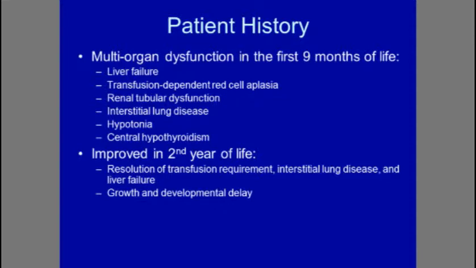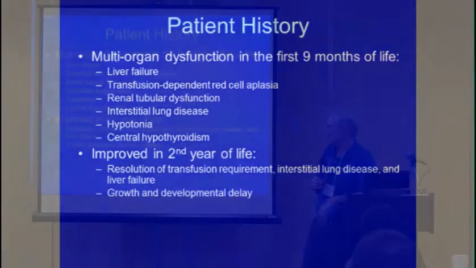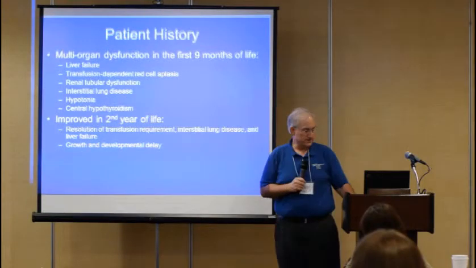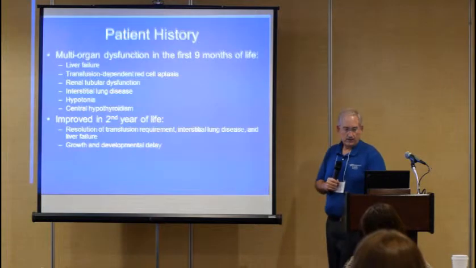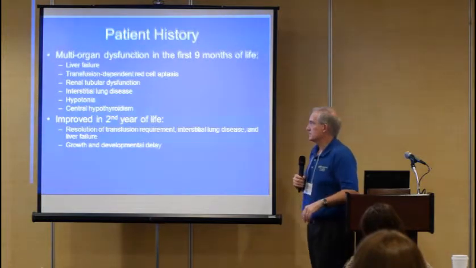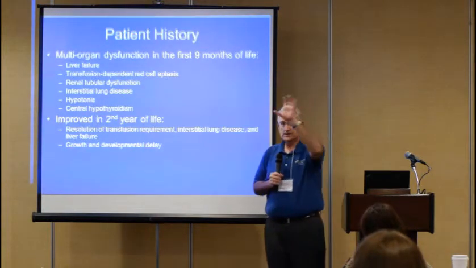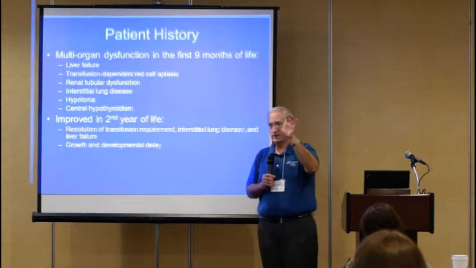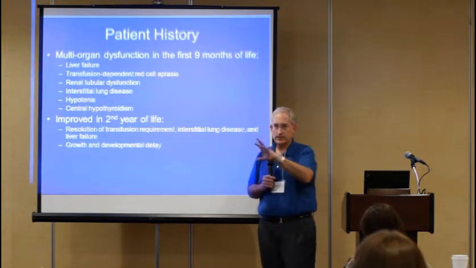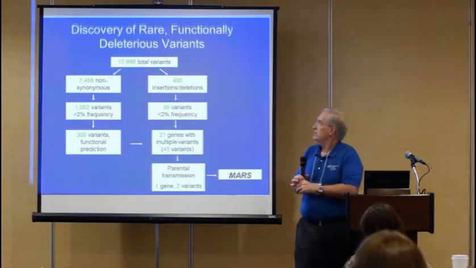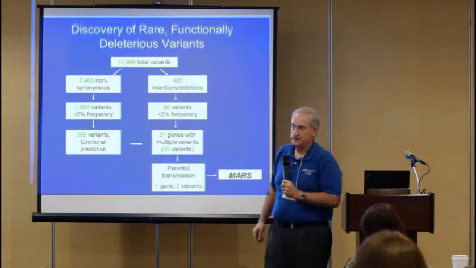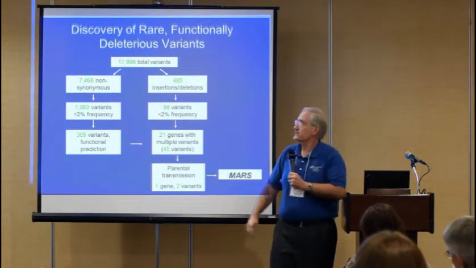And her lung disease resolved, her anemia resolved, her liver failure got better, but even at 2 years out, she continued to have some developmental delays and growth delays. So we had the opportunity to sequence her exome. We sequenced her, we got DNA from her parents, we got DNA from a healthy sibling, we got DNA from the child. And so here's an idea of what we went through, just to walk through.